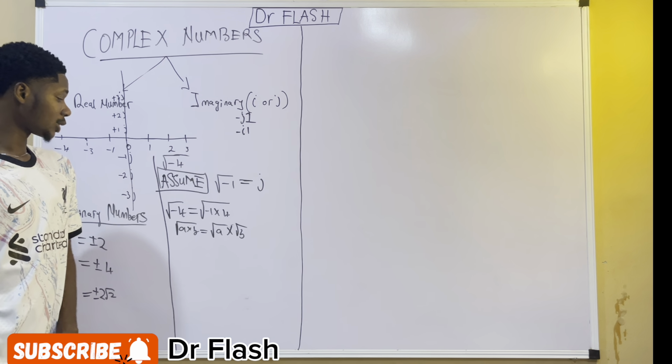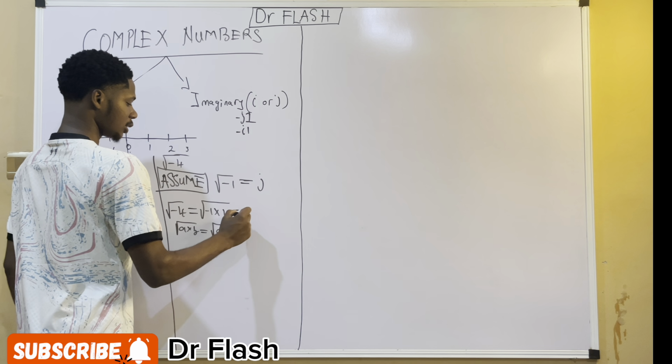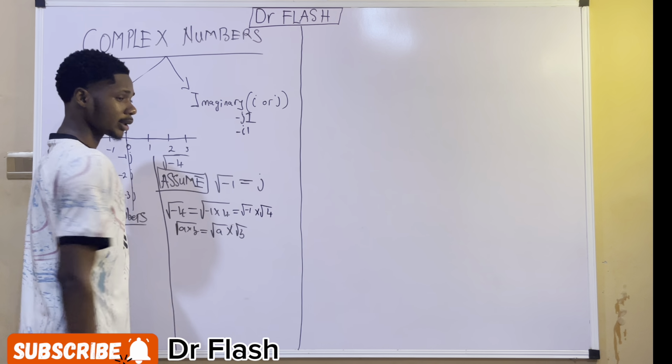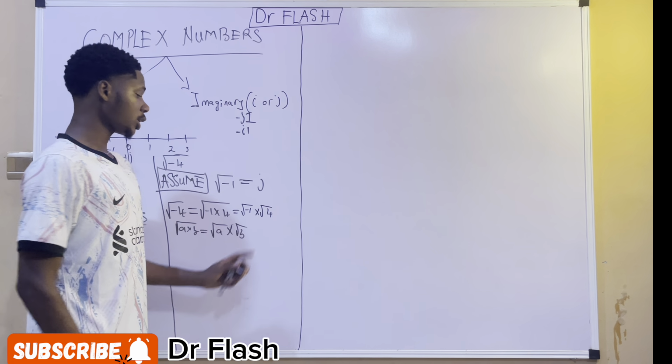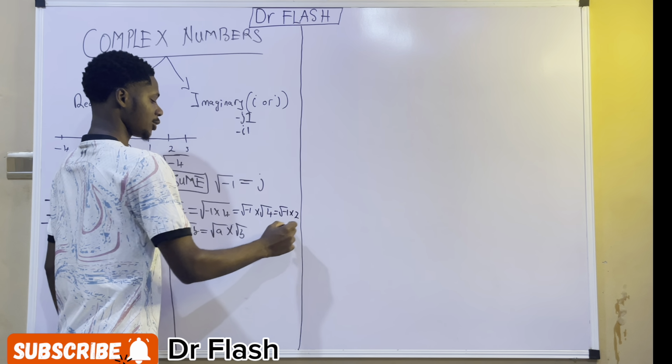That is one thing. Now if we apply the same law to this, we are going to have the square root of minus 1 times the square root of 4. Now the square root of 4 is 2, so I'm going to have the square root of minus 1 times 2.